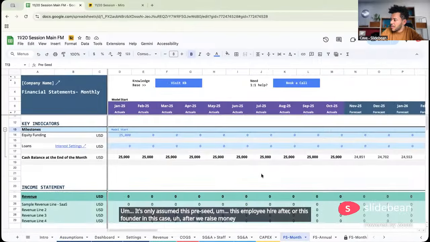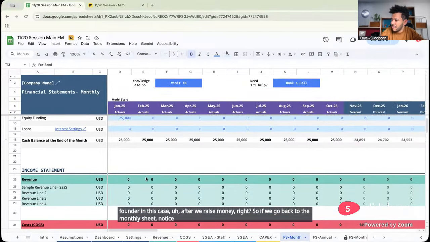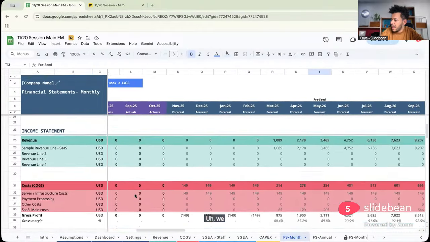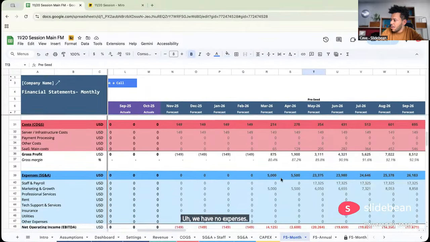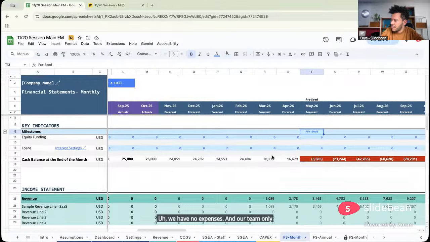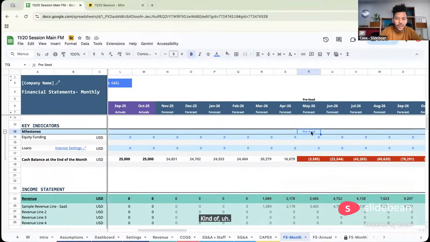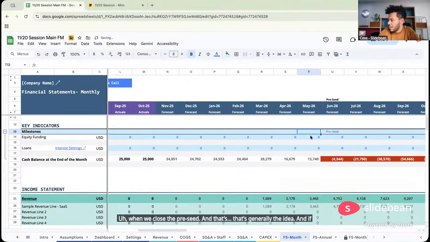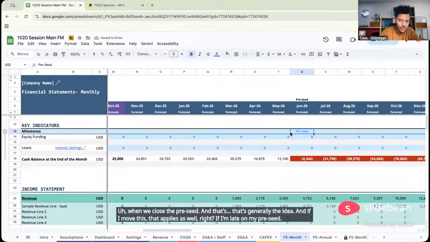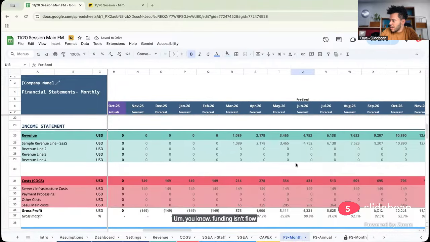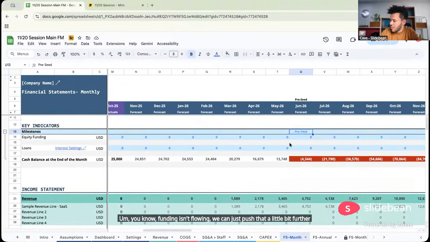So if we go back to the monthly sheet, notice that this is clean now. We have no expenses, and our team only really kicks in around here in pre-seed, when we close the pre-seed. And that's generally the idea. And if I move this, that applies as well, right? If I'm late on my pre-seed, funding isn't flowing, we can just push that a little bit further and make sure that we haven't run out of money.